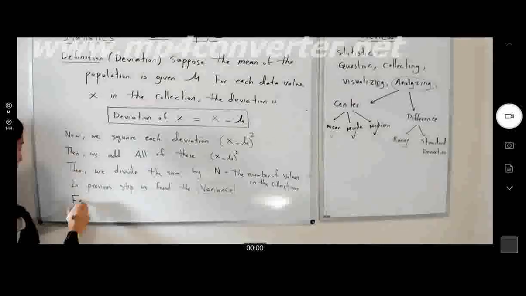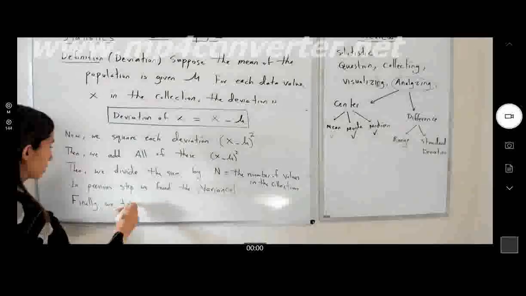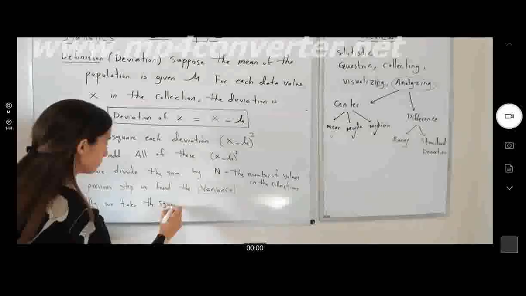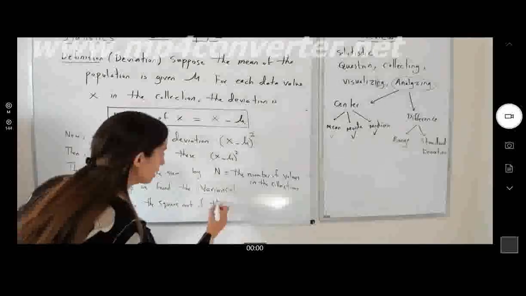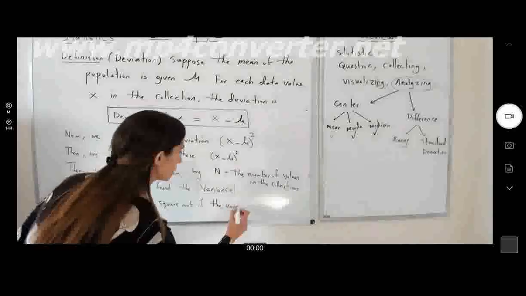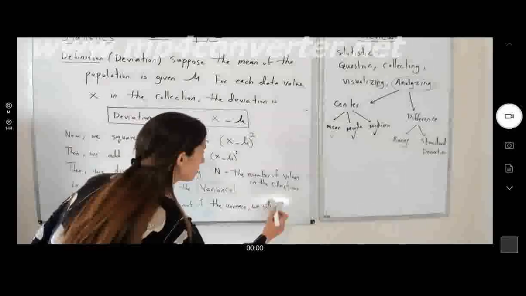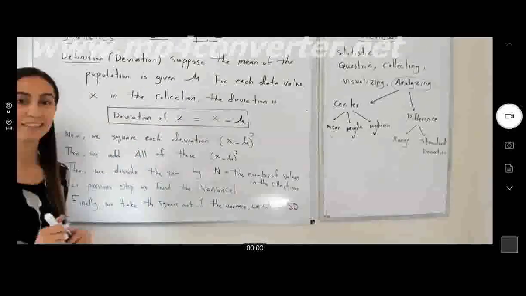Finally, we take the square root of the variance, and we call it standard deviation, SD.